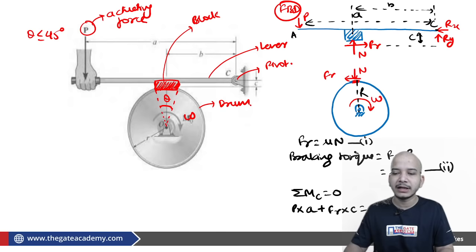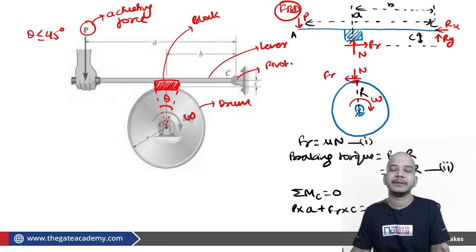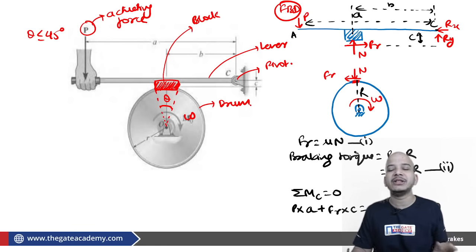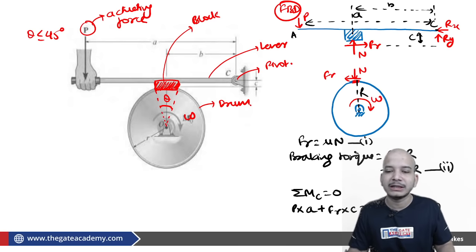Okay, so this is the relation which you should be able to find, provided that you know the direction of rotation, you know the dimensions and all. Fine. So these are the relations which you should be able to understand.